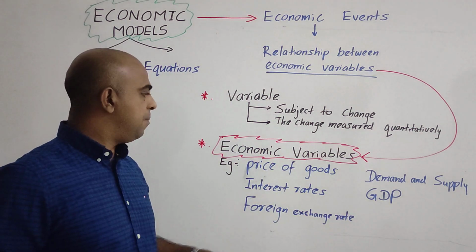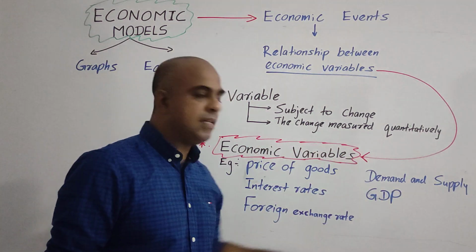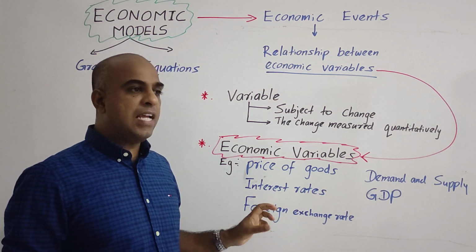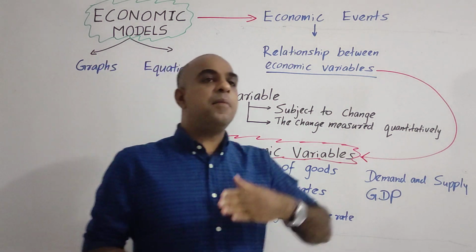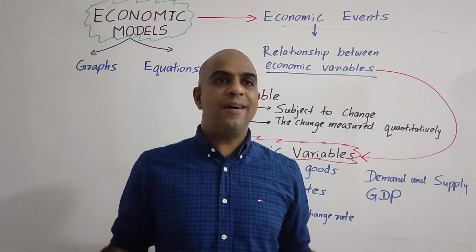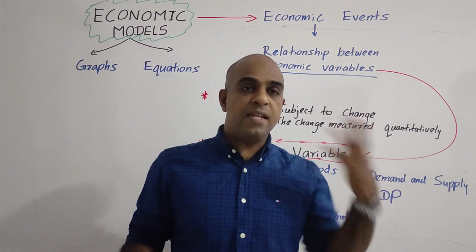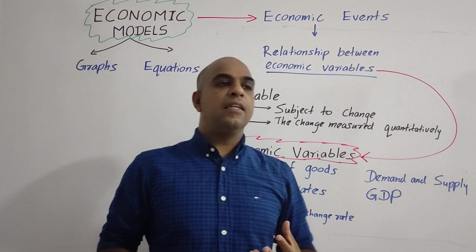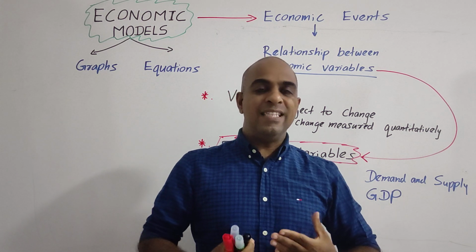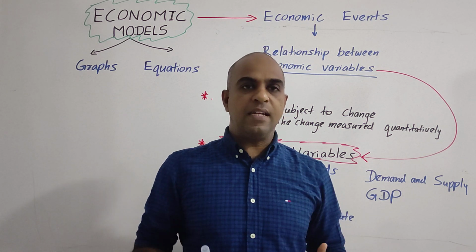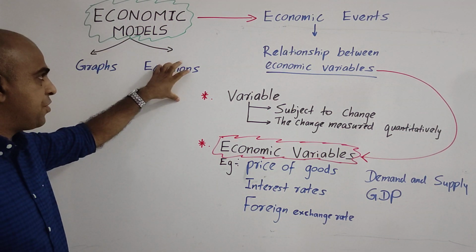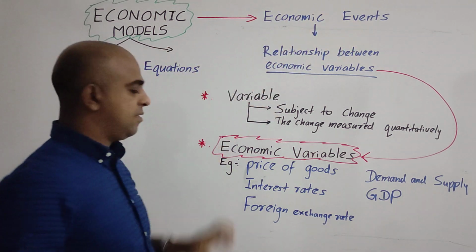So those are some examples I mentioned for economic variables. These are economic matters which are subject to change in the economy we live in. The examples I mentioned previously, your age, your weight, your height, are not economic variables; they are variables. Economic variables are the things that are subject to different changes in the economy we live in. So in the scope of economics, we measure the changes quantitatively by using graphs and equations to understand the economic events.